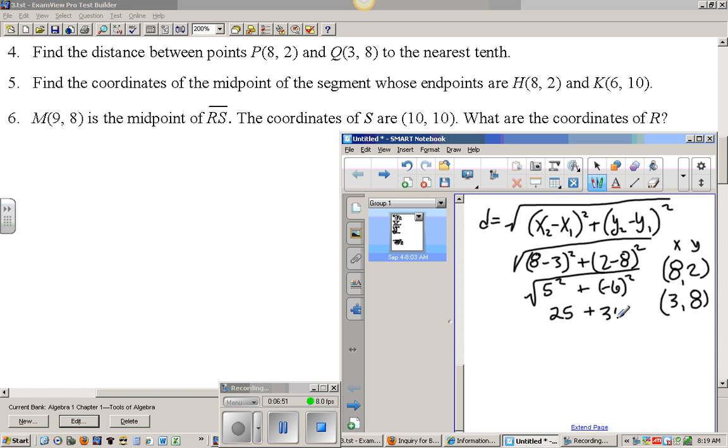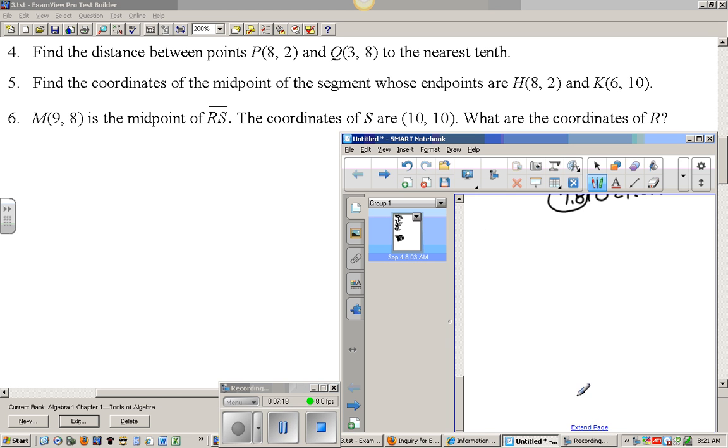So what do we have? 25 plus 36. The square root of 61. And if we wanted to or needed to put that in our calculator, I get an answer of 7.81024, so forth. But the directions say round to the nearest tenth, so my solution would be 7.8.